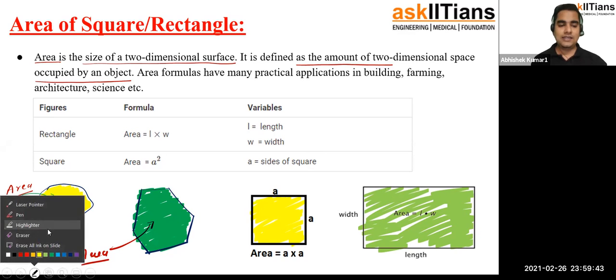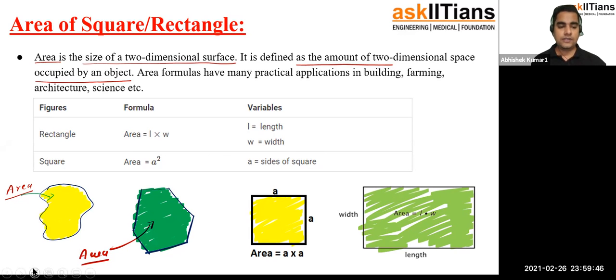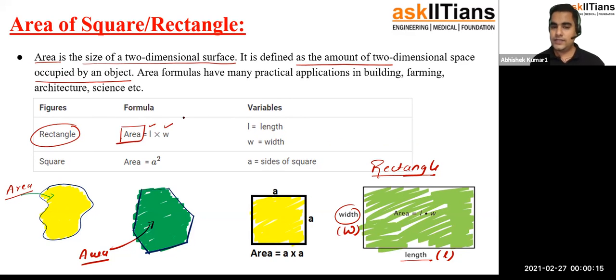Okay. And we already studied how we calculate the area of a rectangle or a square, right? If you have to calculate the area of a rectangle, then you need to know the length and the breadth of that rectangle. So if I assume the length of this rectangle to be L and the width or the breadth to be W, then for the rectangle, the area is given by length into breadth. Always remember, L is representing the length and W is representing the width or the breadth of this rectangle. Clear?